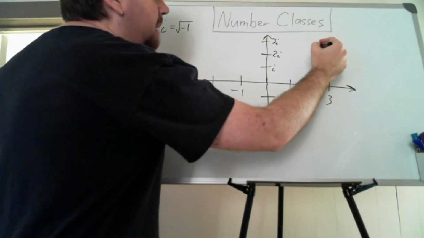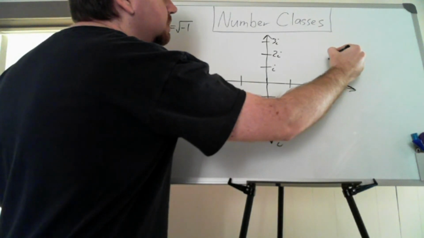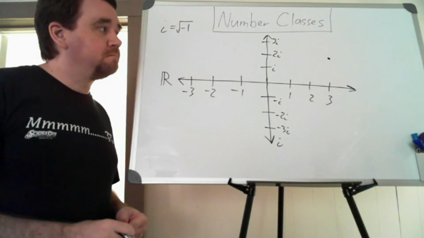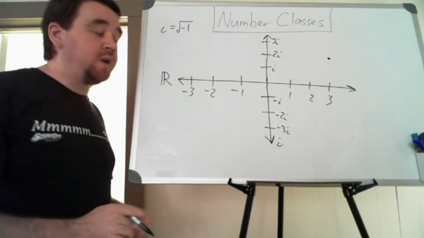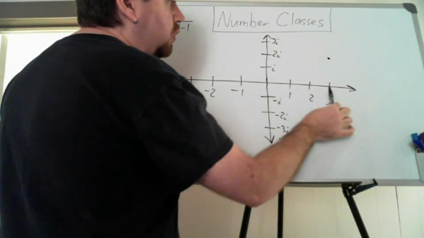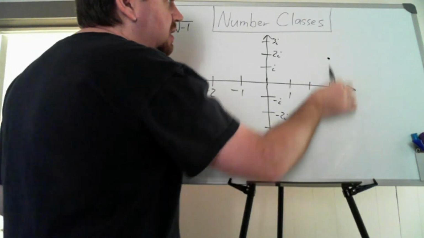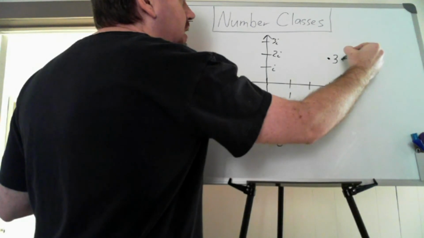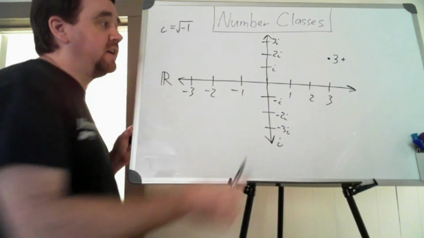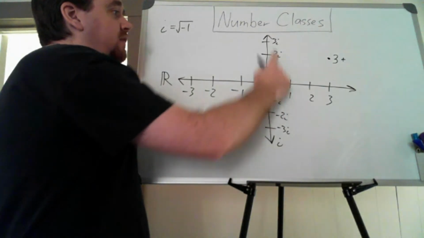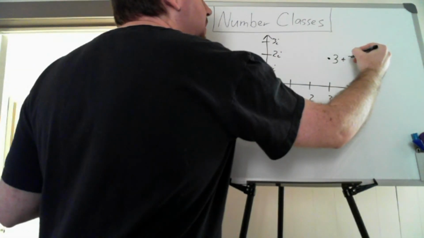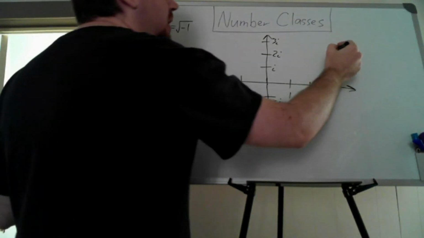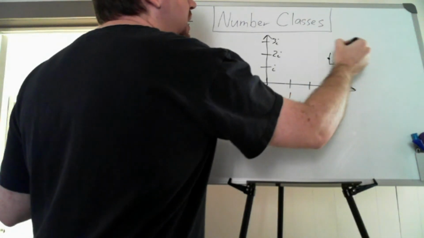So let's just say I pick a point right here. And I want to know what is the value of that point. Well, I'll start by looking at its real part. I have to shift over 3 to be under that point. So I start off by saying this is 3, and then I'm going to add to it its imaginary component. How far up do I have to go? I have to go up 2 i's. And in fact, that's actually the number that I call it. I say that this number is 3 plus 2i.